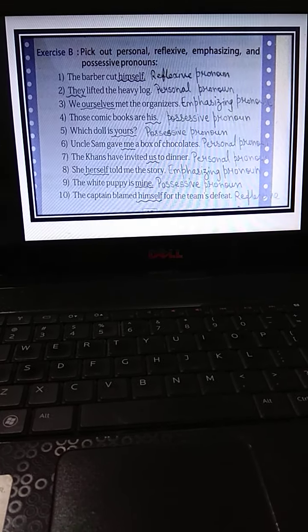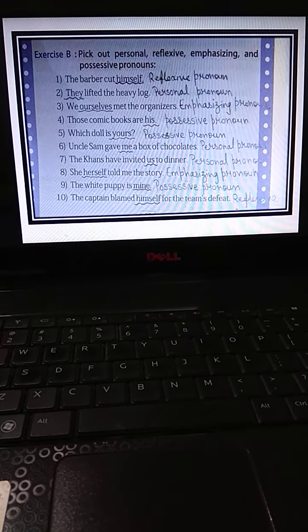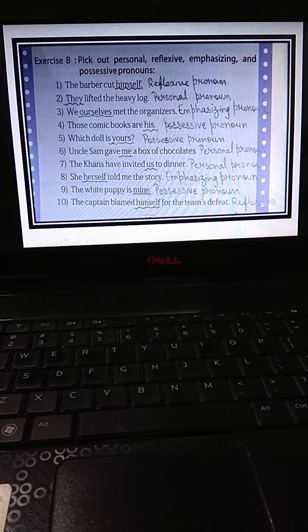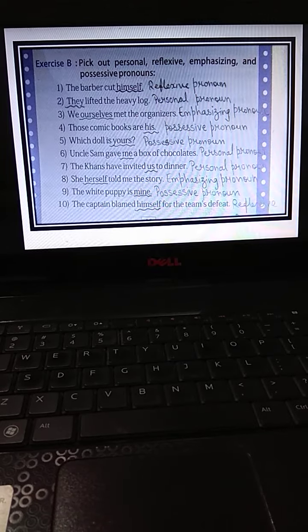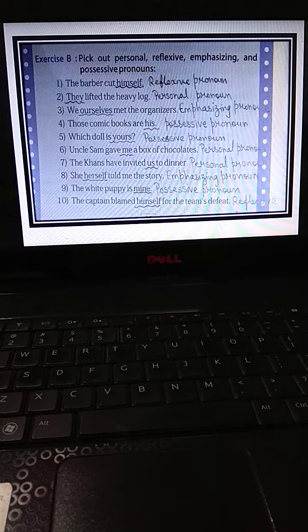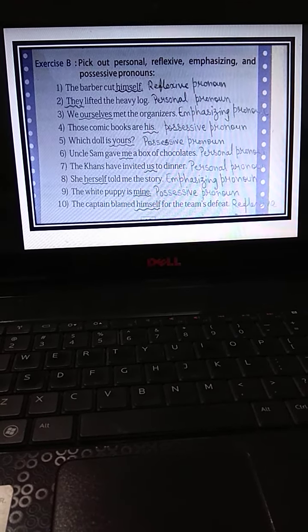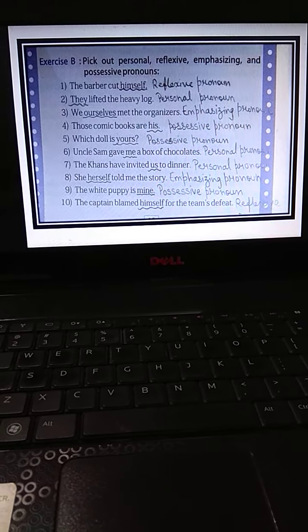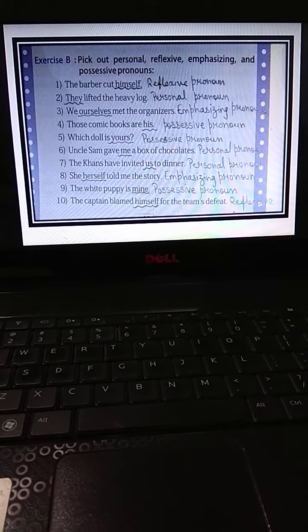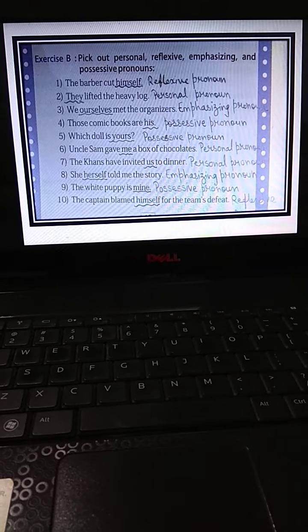So in this exercise, we have to find out personal, reflexive, emphasizing and possessive pronouns from the given sentences. 1. The barber cut himself. Himself, reflexive pronoun in this sentence. 2. They lifted the heavy log. They, personal pronoun.